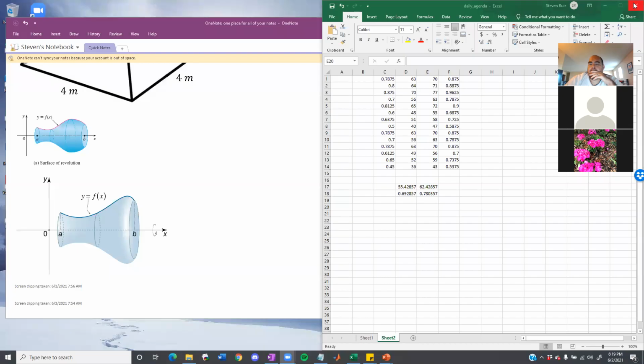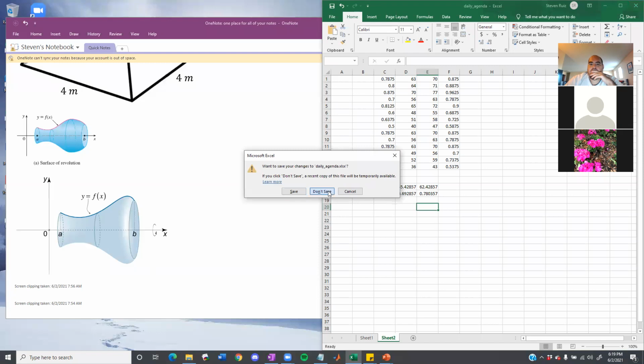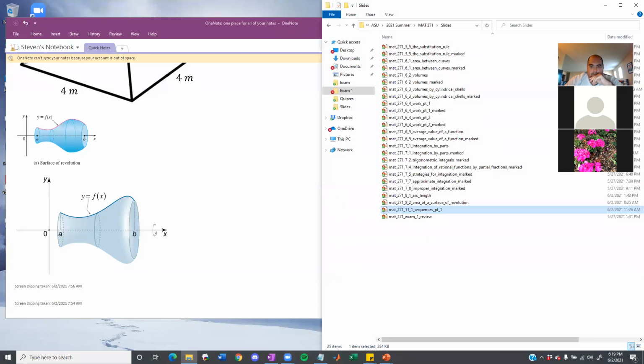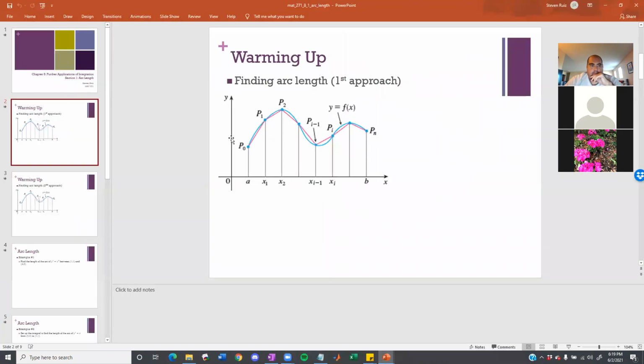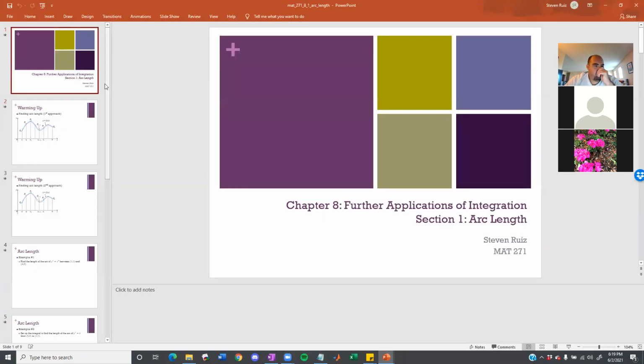So we've got chapters 5, 6, and 7 behind us. We're going to get into chapter 8 now. Really, there's only a few sections in 8. We're only going to do the first 2. So the first section we're going to look at in chapter 8 is all about arc length.